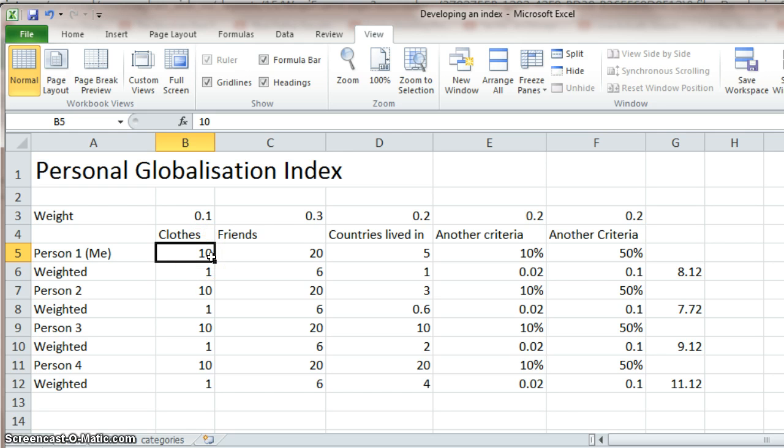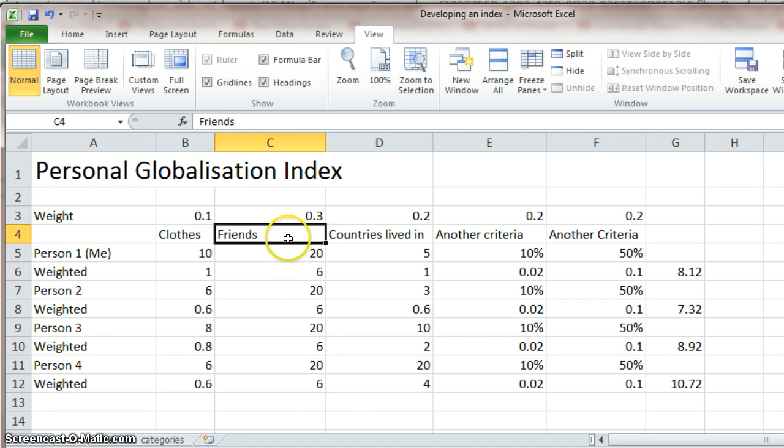So I just put a number in there, 10. So out of 10 pairs of clothes I randomly got from my closet, 10 of them are from 10 different countries. Okay, for person 2 that might be only 6 of them are from different countries, so 6. 4 were from China and the rest were from different countries, and so on. So we might change those going down depending on what our friends or the people we're asking give us, okay, or friend.